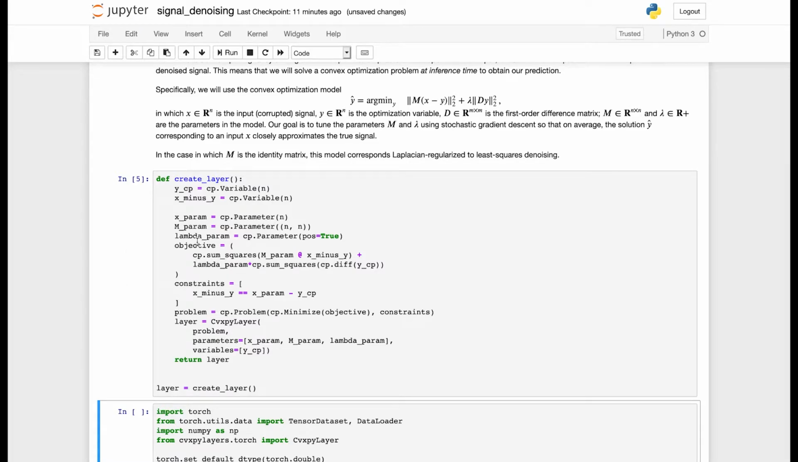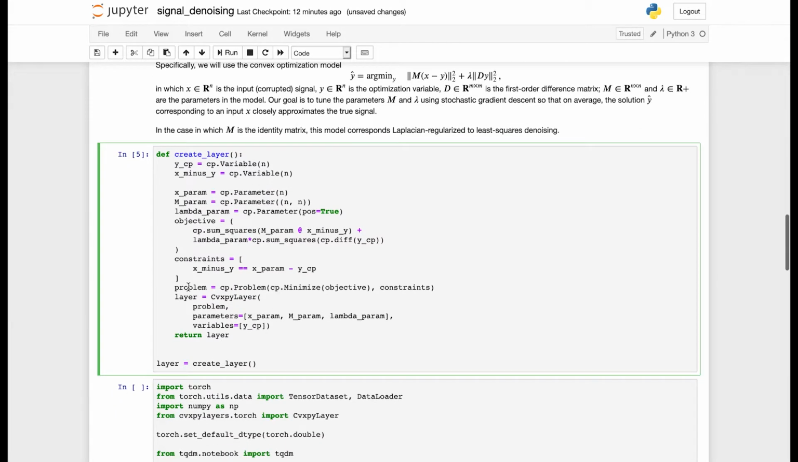The next few lines create the parameters in the problem. First you have x param, which represents the numerical input. We're not going to tune this parameter; it's just the data that the problem depends upon. But then we also have M and lambda, which are the tunable parameters. The objective is to minimize, just like it's written in math, the sum of squares of M times (x minus y) plus lambda times the sum of squares of the difference between the components of y. And here's that constraint I mentioned earlier. The problem is to minimize the objective function while satisfying the constraints. We create that right here.